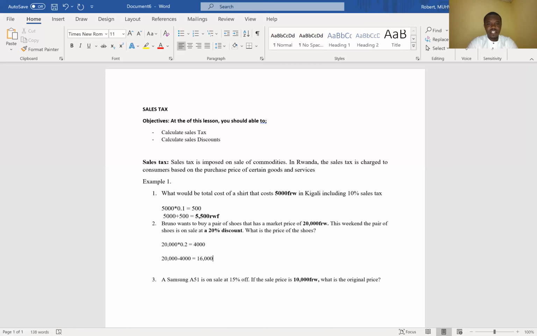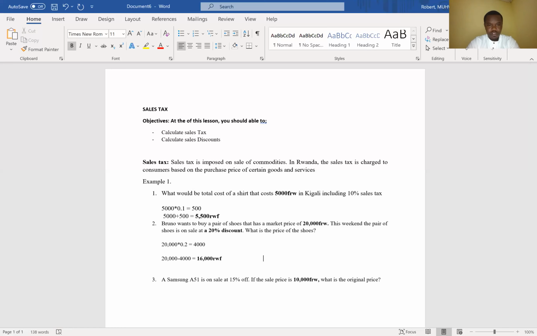It means a shirt that costs 20,000. Now there's a discount of 20%. If we remove the 20% discount, you should be able to pay 16,000 Rwandan francs for this shirt. Okay. But here there's something I want you to understand that is very, very important.